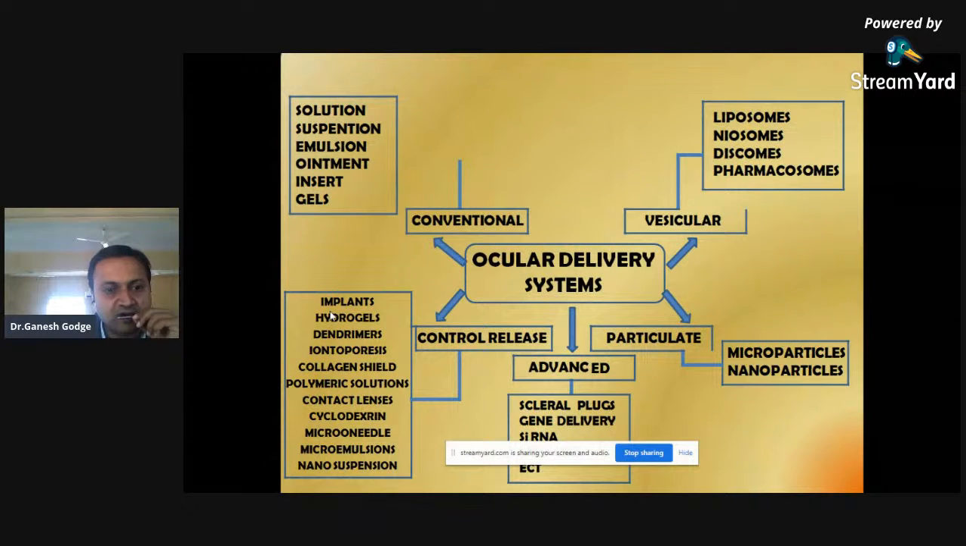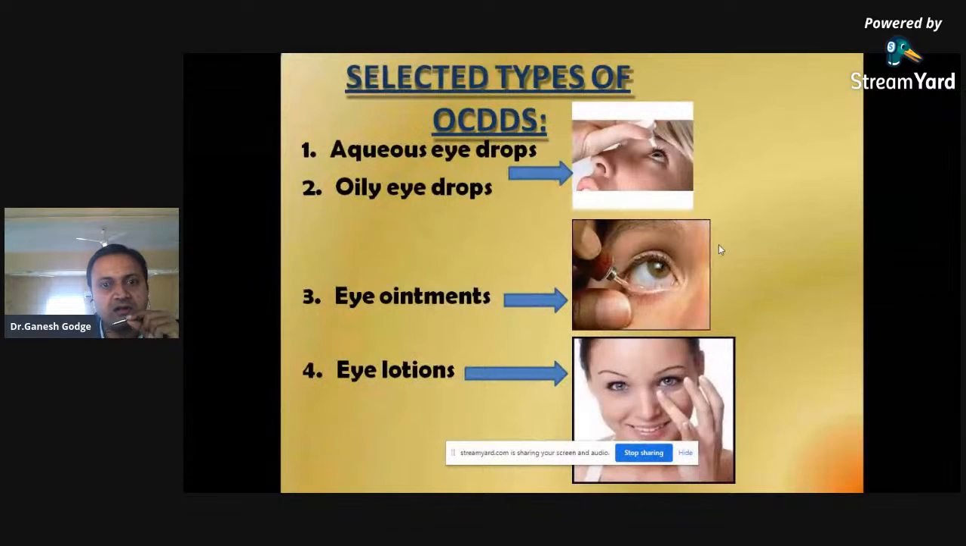So implants, followed by hydrogels, dendrimers, iontophoresis, collagen shields, contact lenses, are examples of controlled release ophthalmic formulations. Advanced ocular preparations include particulate ocular preparations and vesicular ones like liposomes, niosomes, discomes, pharmacosomes. They are the examples of ocular drug delivery systems. Now, selected types of ocular conventional drug delivery systems are aqueous eye drop, oily eye drop, eye ointment, and eye lotions.